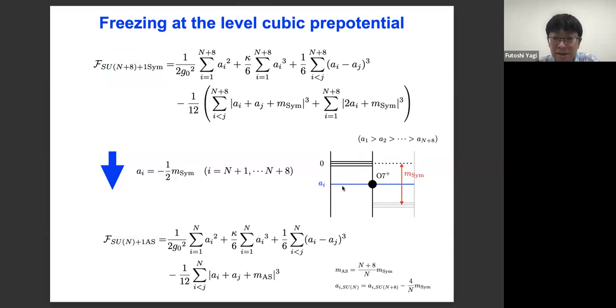So we put it in such a way that the location of the color brane labeled by A is half of the symmetric mass. Due to some convention, there is some minus sign. But anyway, if we substitute and tune 8 A_i out of N plus 8 A_i, then what we obtain is SU(N), and the prepotential looks like the cubic prepotential of SU(N) plus one antisymmetric.